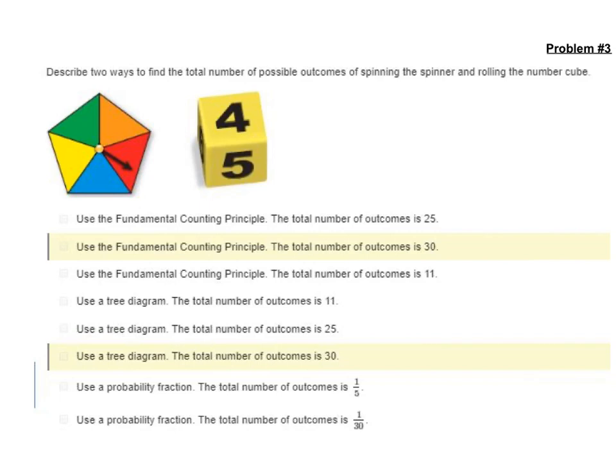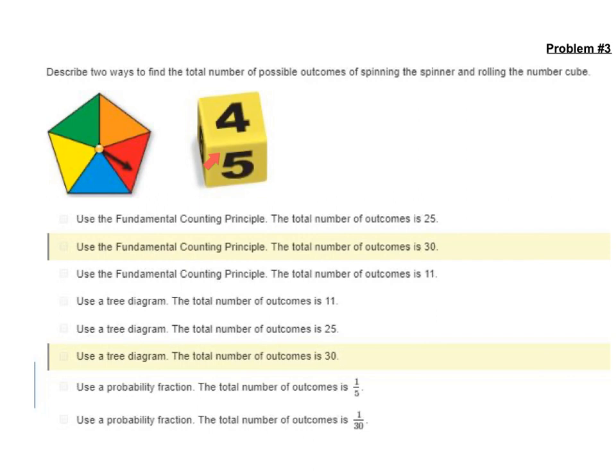In this video, we're going to go over the problems you had from section 10.4 in the Big Ideas, and we're going to look at the problems that were more difficult for you. So the first one is number 3, and in number 3 it says, describe 2 ways to find the total number of possible outcomes of spinning this spinner and rolling that die.